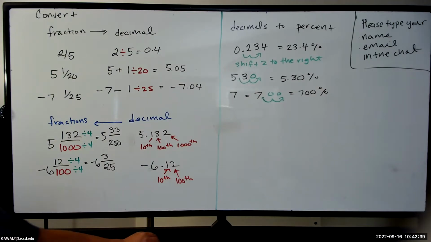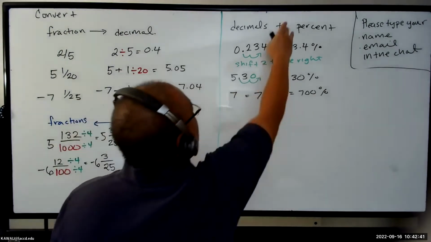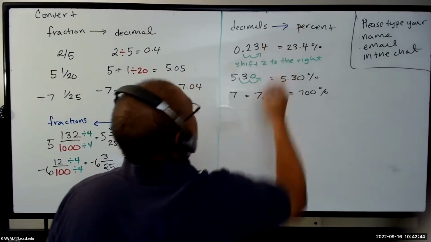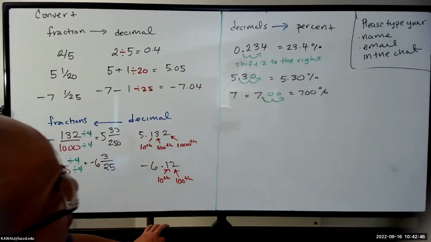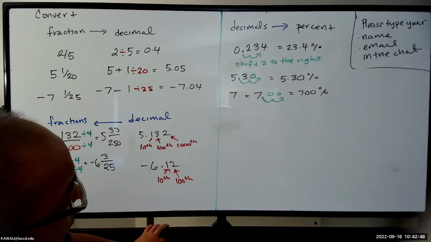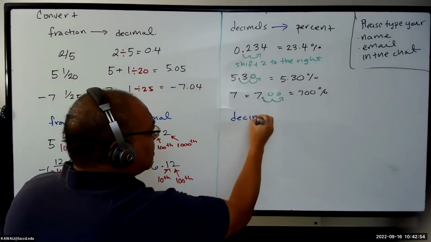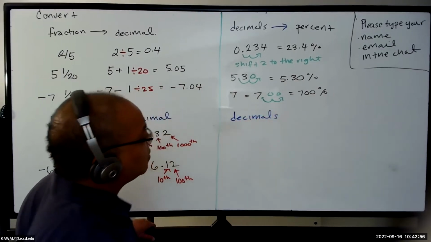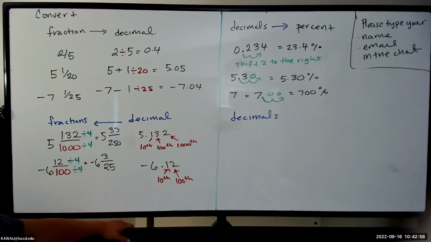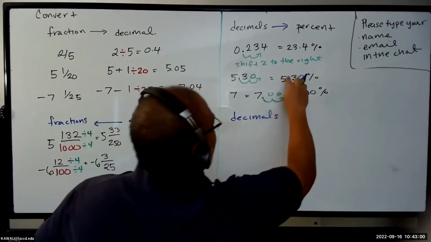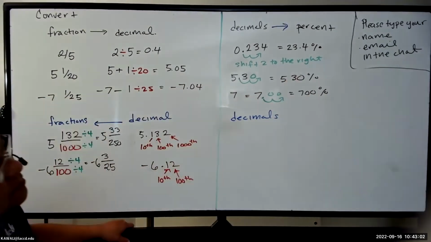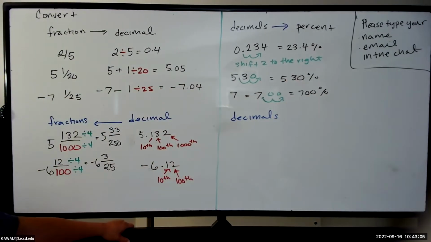Okay. Let's draw this arrow. So now we have decimals. Professor, isn't that 5.30%? Oh, yeah, 530%. Thank you. Okay, thank you. I appreciate it. Thank you.